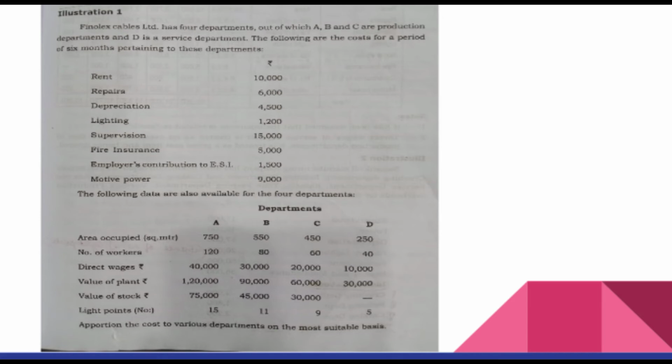Then our next step is the calculation of ratios. Our first basis of apportionment, area occupied. We can see the figures 750, 550, 450 and 250. We have to convert these figures into their smallest values for making our calculations easy. We can divide all these four values with the common factor 50. So we will get the values 15, 11, 9 and 5. Likewise, we have to convert all these bases of apportionment into their smallest figures.